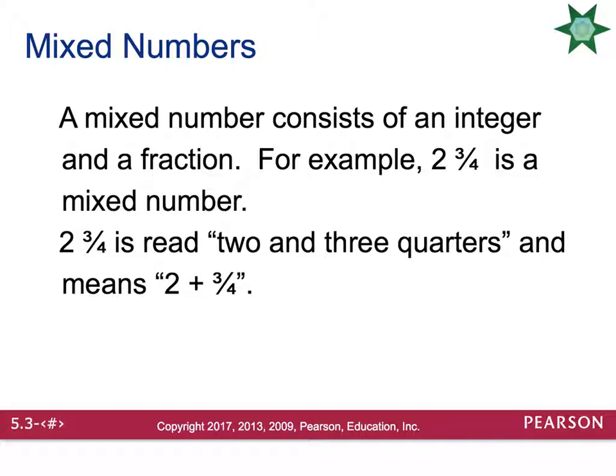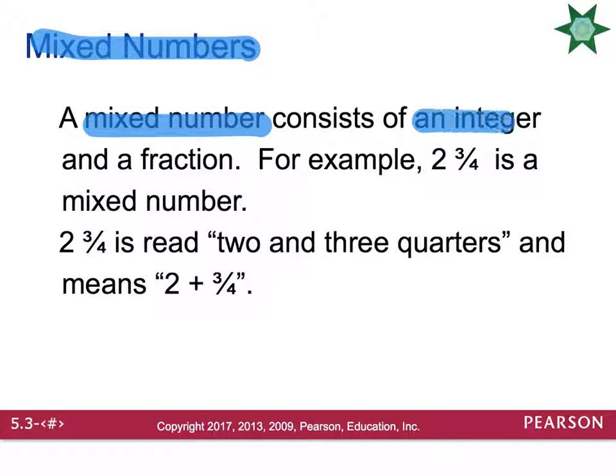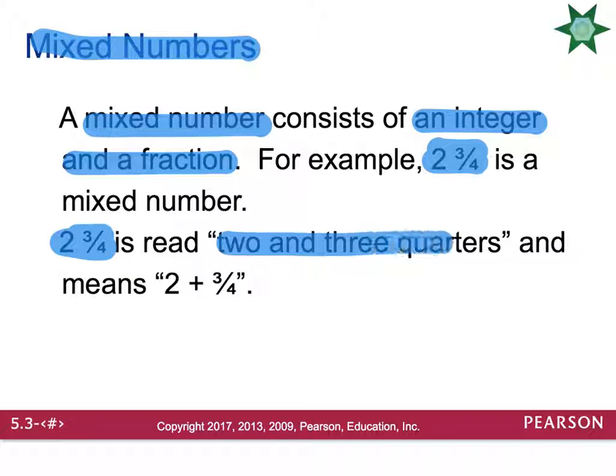Okay, a mixed number. A mixed number consists of an integer and a fraction, like 2 3/4 or 1 1/2. So this thing we write as 2 3/4, what it really means is 2 plus 3/4. There's a plus there that's implied, so it's really 2 plus 3/4.